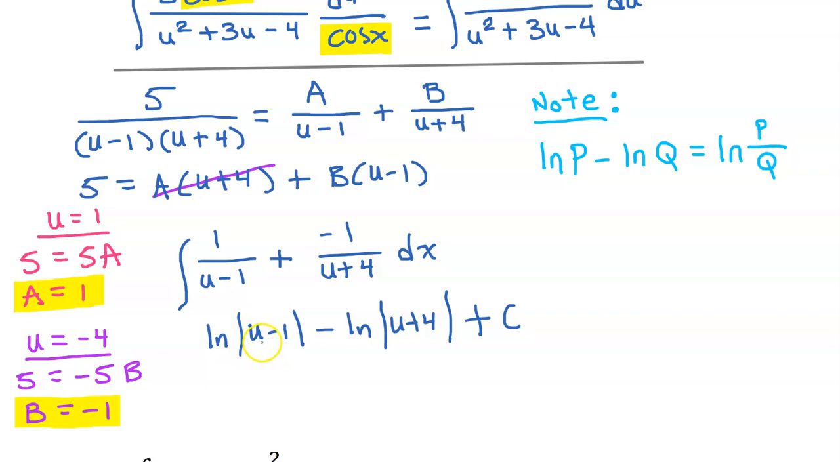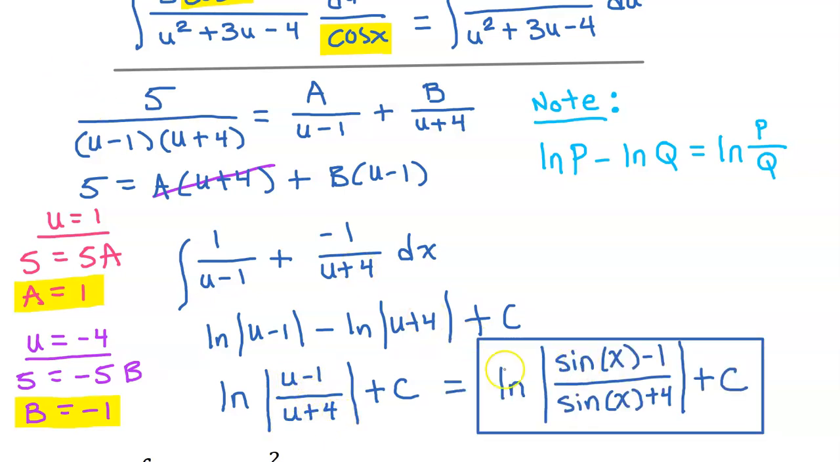Before we put sin x back in for u, let's simplify using the properties of logarithms. Remember that natural log p minus natural log q is equal to natural log p over q. So we can rewrite this expression as the natural log of the absolute value of u minus 1 over u plus 4. Substituting sin x back in for u gives us this for the final answer.